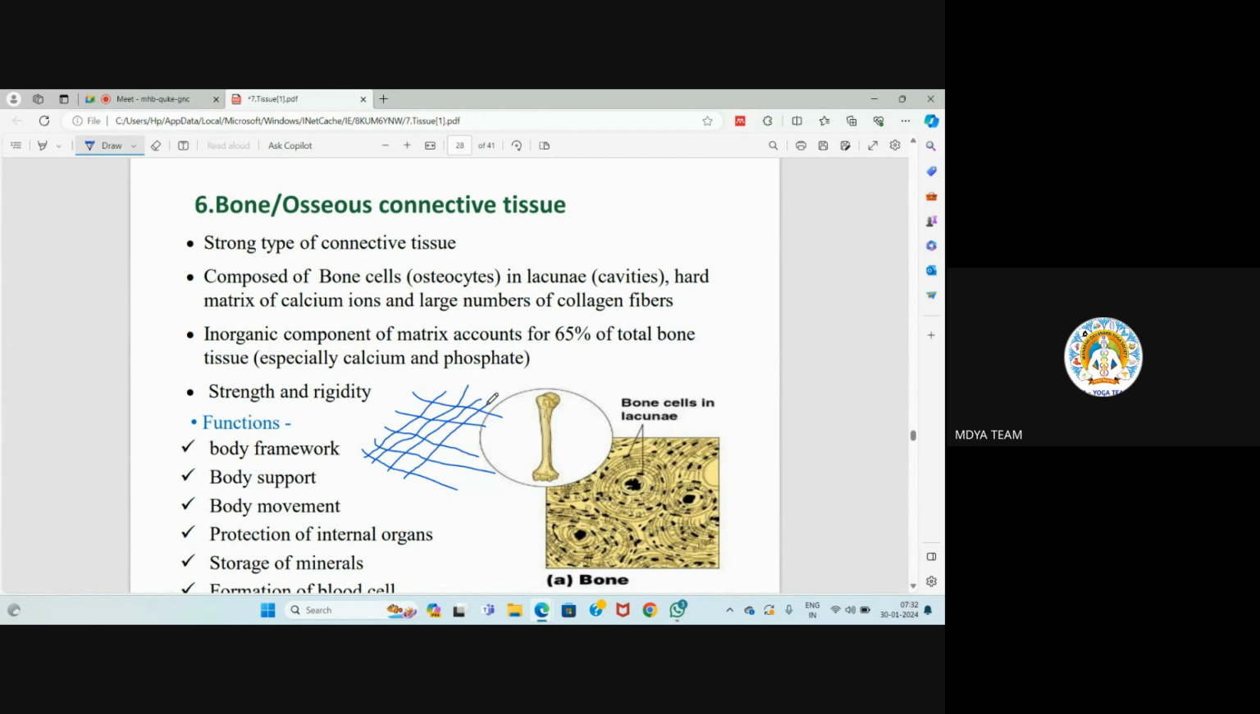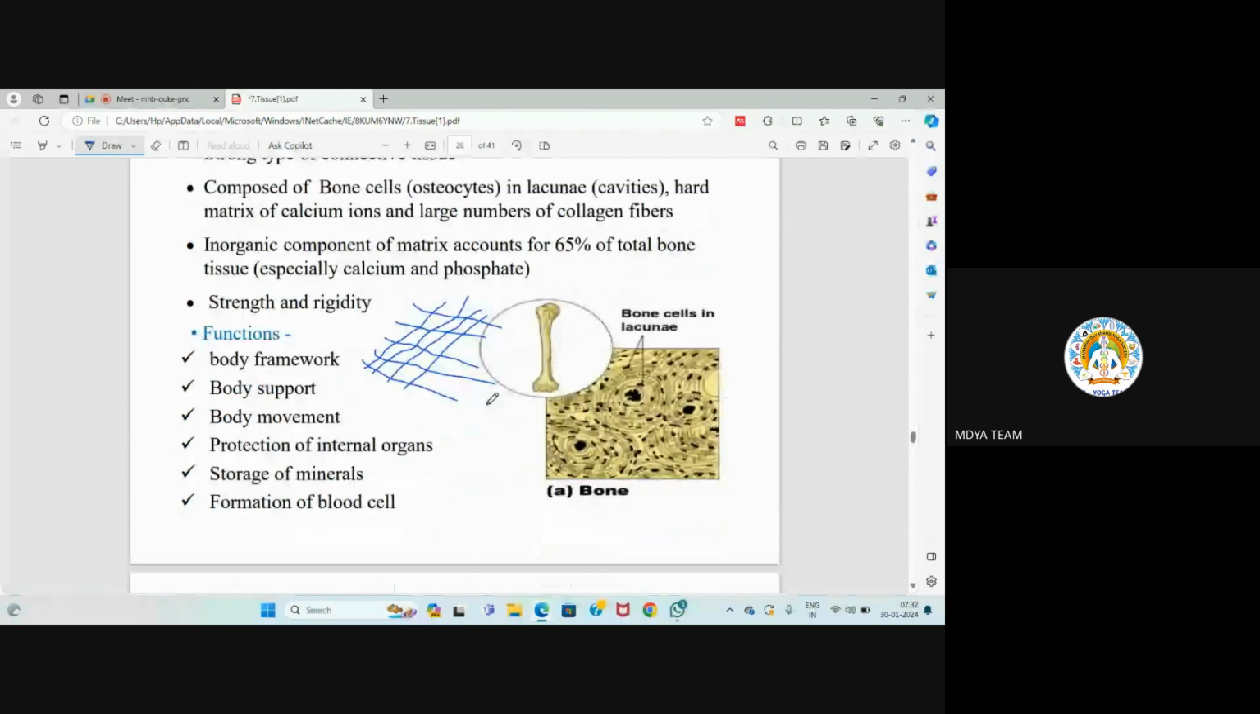Okay. Now, protection of internal organs. Yes, the rib cage and the pelvic girdle are protecting, and most especially the skull is protecting the brain. Rib cage is protecting lungs and heart. Pelvic girdle is protecting reproductive organs. Now, storage of minerals. Yes, you can see here it is just a network, and this network is filled by minerals only, and those minerals are mostly calcium and phosphorus. So bones are a treasure of minerals in our body.